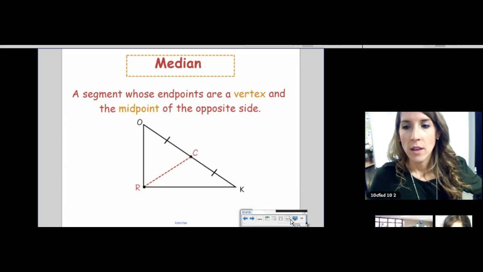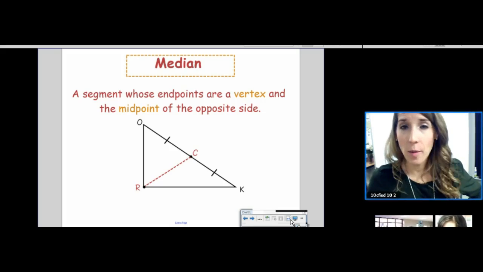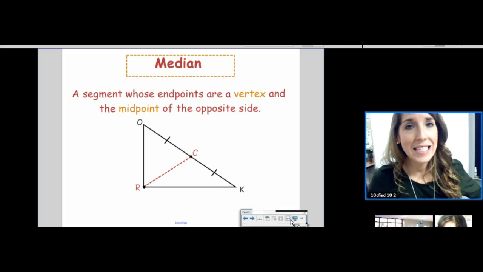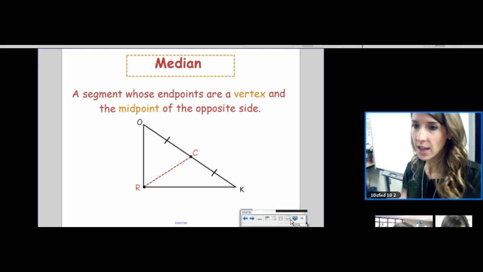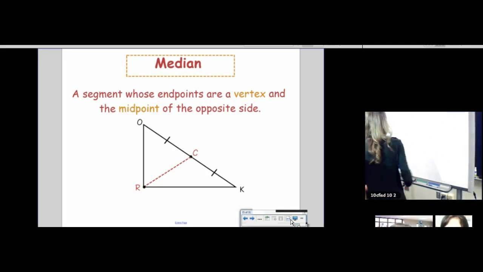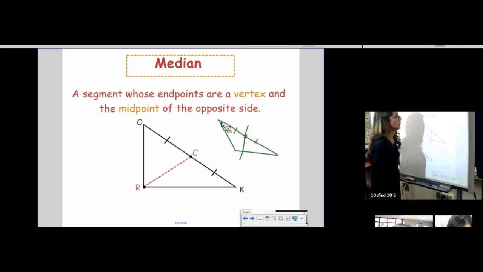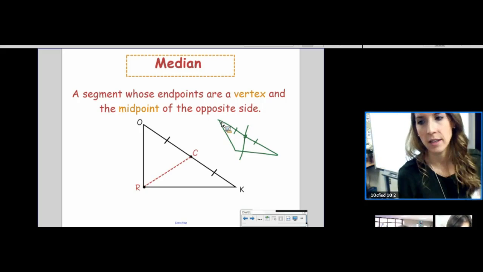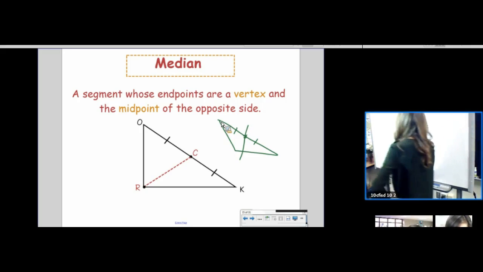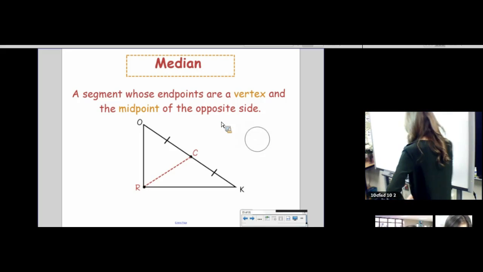So, the key to this is just like an angle bisector. A median has to begin at a vertex. A median has to originate at an angle. So a median can't do this. Let me show you what a median can't do. A median cannot do that. A median must go through a vertex by definition.